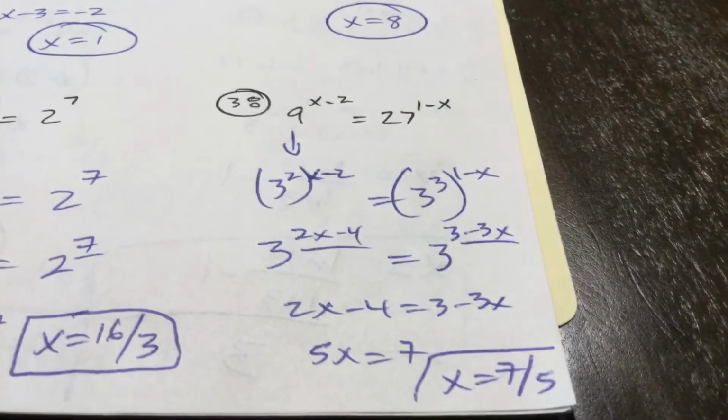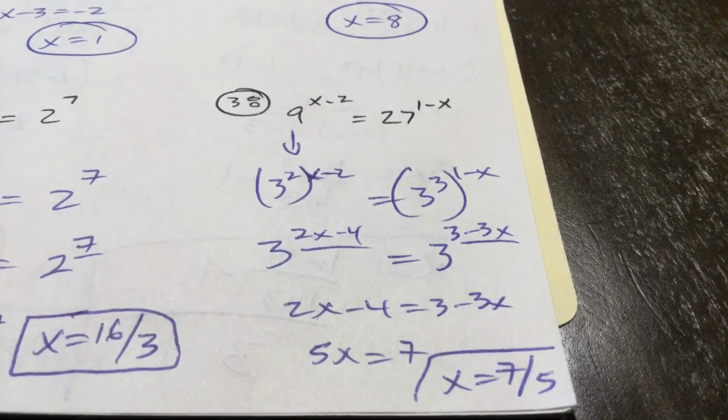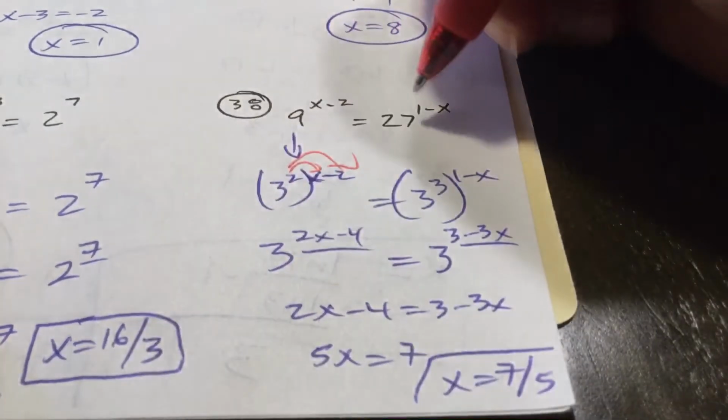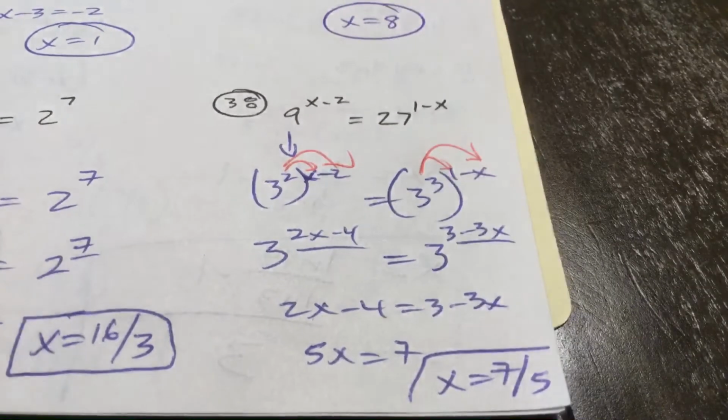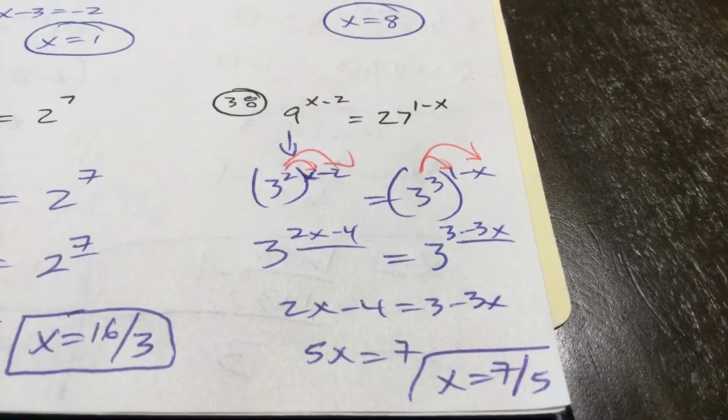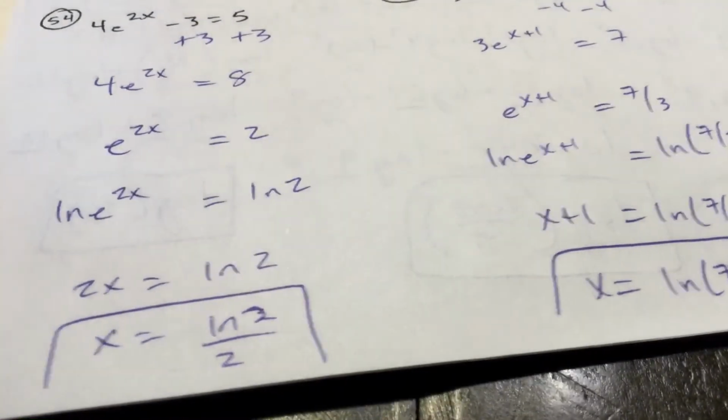And lastly, 9 is 3 squared. You've got a power to a power. 27 is 3 to the 3rd, another power to a power, multiply those powers together. When the bases are equal, 3 and 3, set the exponents equal to each other. 2x minus 4 equals 3 minus 3x. 7 over 5 is your answer.